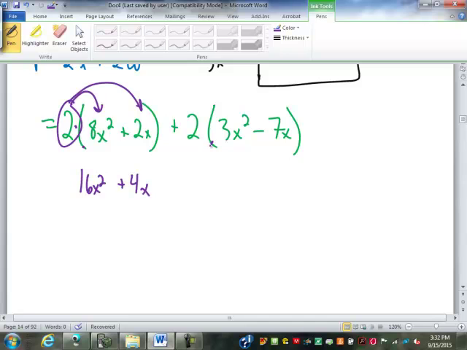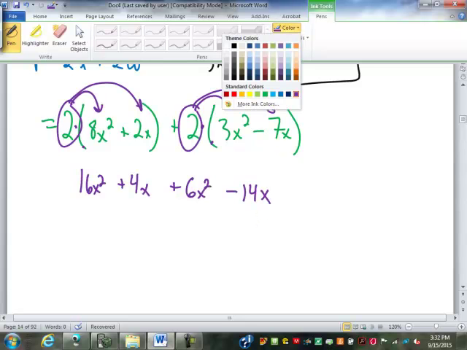Again, there's nothing to do in the parentheses, but there is something to do to the parentheses. Times 2. So 2 times 3x squared, 6x squared is going to be positive, so I'm going to plus 6x squared here. 2 times negative 7x, negative 14x. Are we done? No, we're not. What do we do?